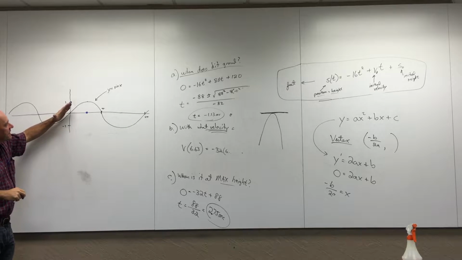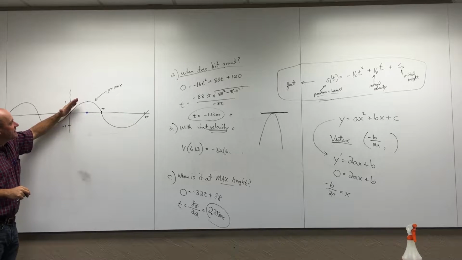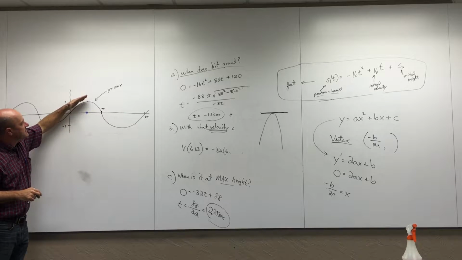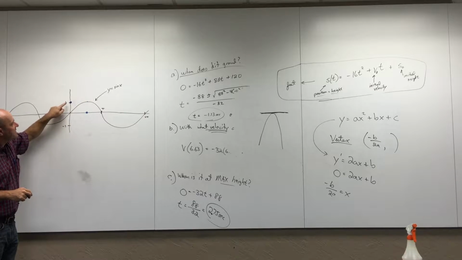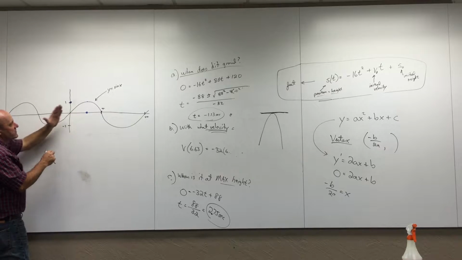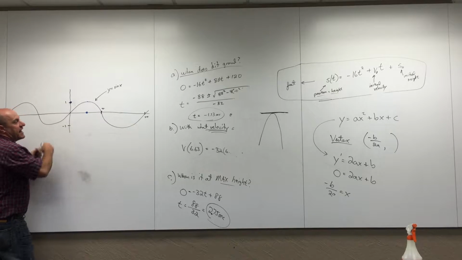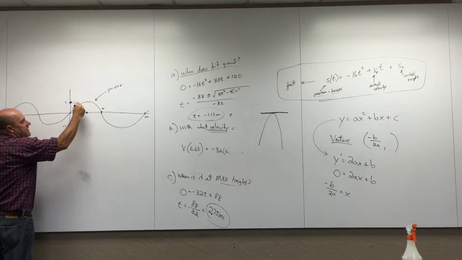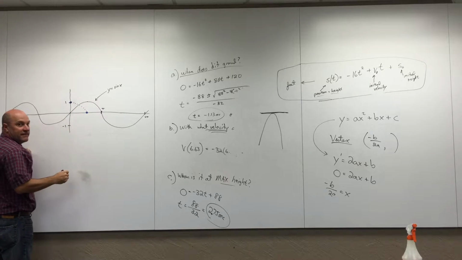Now watch this. Is the slope getting bigger or is it getting less? Less. So between there and there, the slope is becoming less and less and less.